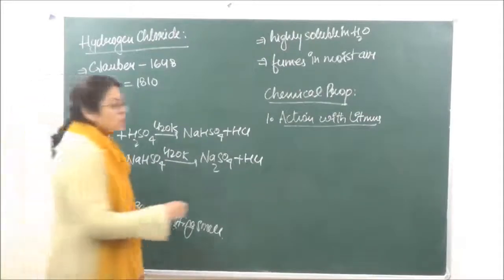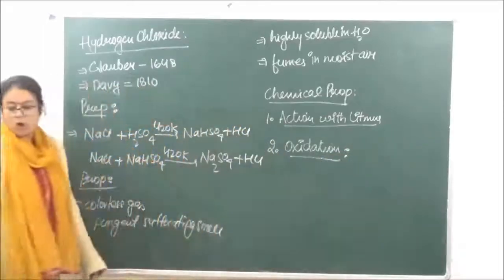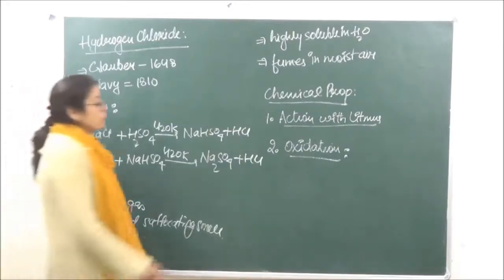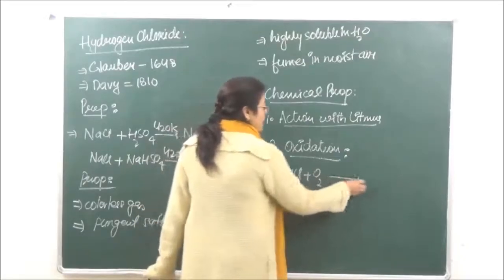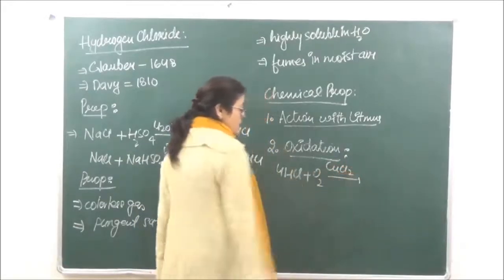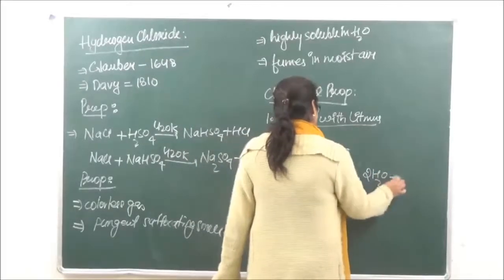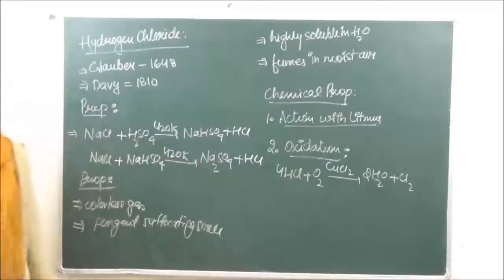Then number 2, oxidation. When we're doing the oxidation of HCl, it is going to be converted. We've already done this reaction जो हमने preparation करी थी Deacon's process की अभी chlorine के लिए. So the same reaction we are going to do over here. 4HCl plus O2 in presence of a catalyst, CuCl2, to give us 2H2O plus chlorine. This is the oxidation of HCl.